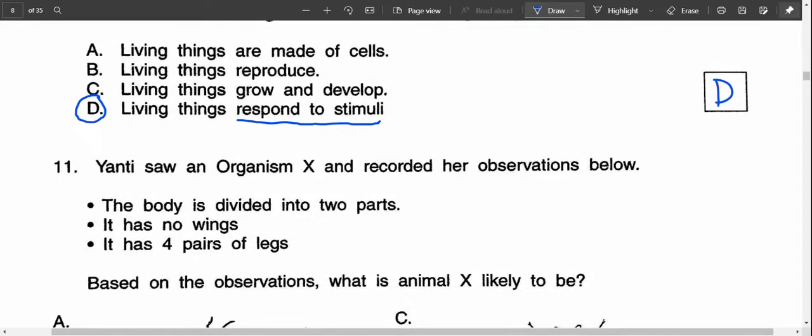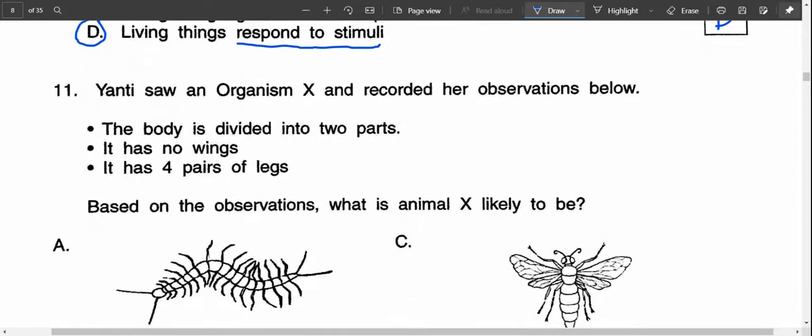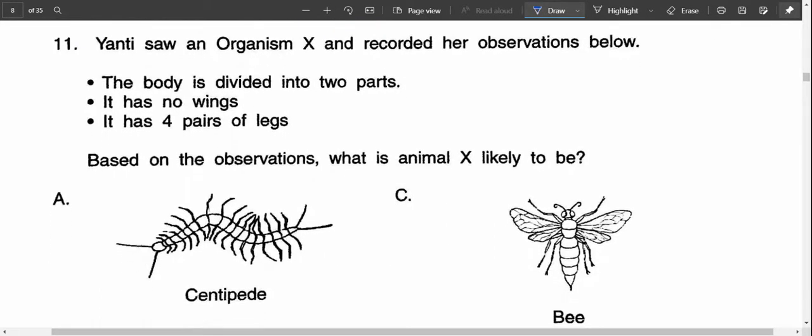Number 11. Yanti saw an organism X and recorded her observation below. The body is divided into two parts. It has no wings, so we can take note of this thing. It has 4 pairs of legs. Based on observation, what is animal X likely to be? First of all, it says there's 4 pairs of legs, and it says no wing. You can see this one has many legs. Out. It says no wings. This one has wing. Out.